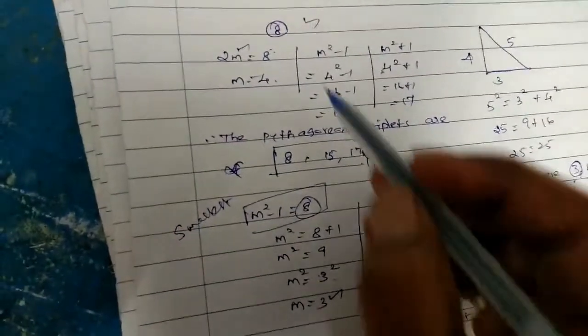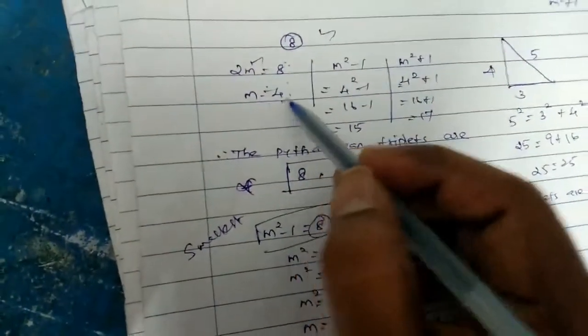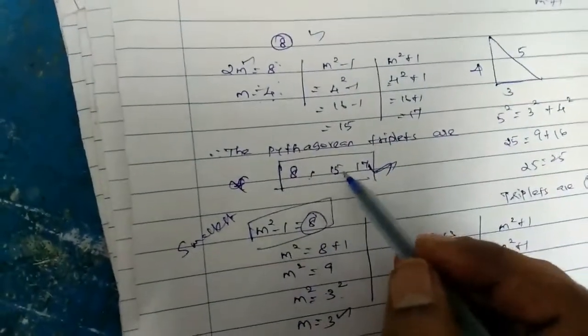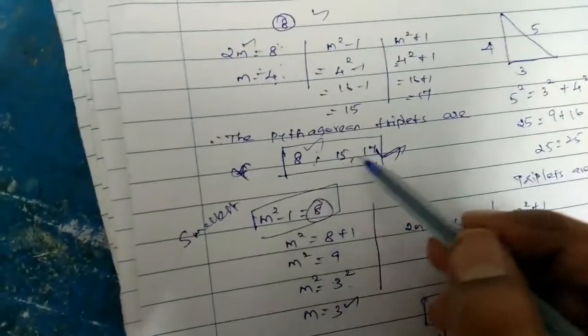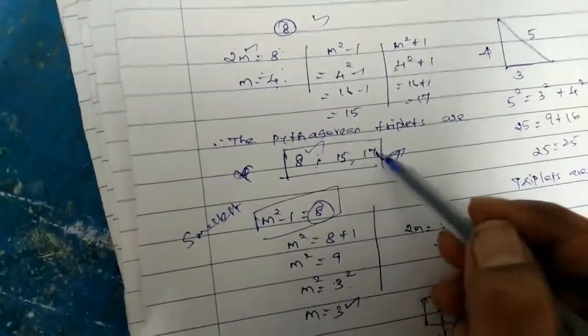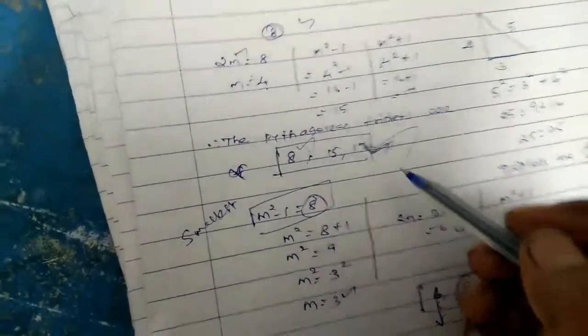So let us try 2m equal to 8. Now m equals 4. We have the answer 8, 15, 17. Now we have 2m equal to 8, and 8 is the smallest number, matching the question. So 8, 15, 17 is the Pythagorean triplet. So this is the answer. That's why in your example 2, I have answered 2. So the first one is wrong.